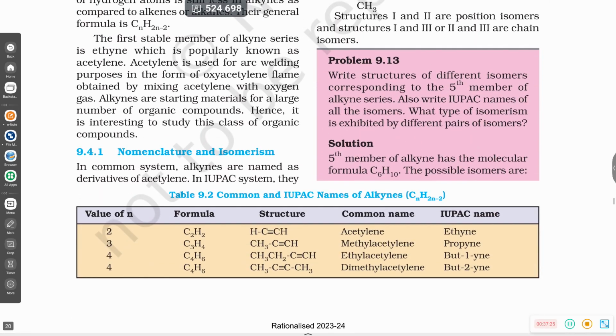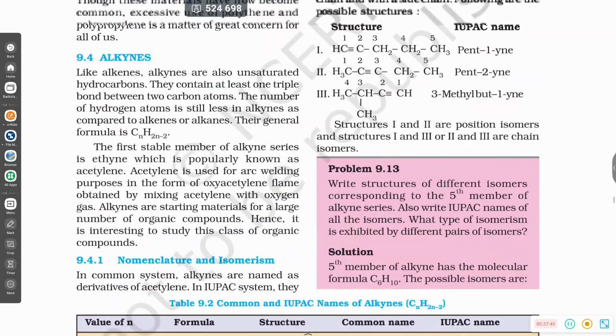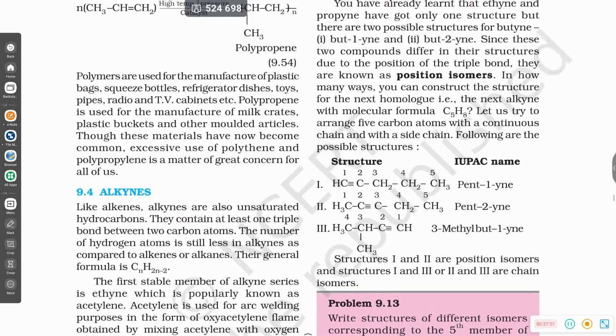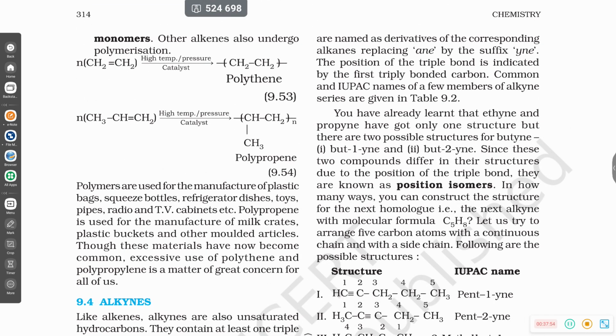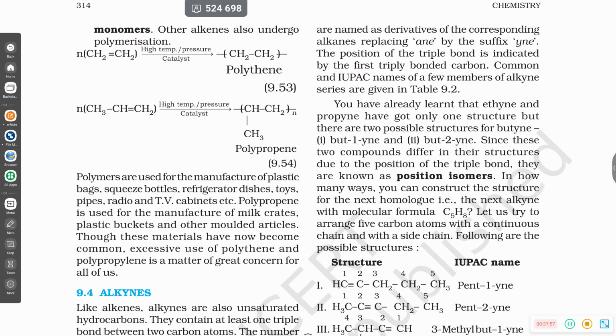Nomenclature of isomerism, you know. Acetylene, common name, methyl acetylene, ethyl acetylene, dimethyl acetylene, like this actually. But you know what isoprene is easily. Write the structures of different isomers corresponding to the fifth member of the alkyne series. So here also, structural isomerism is possible. Position isomerism is possible, chain isomerism is possible, definitely. But ethyne does not show any isomerism. Propyne, see, will propyne show ring chain isomerism?